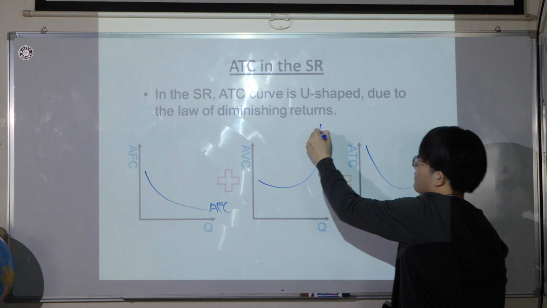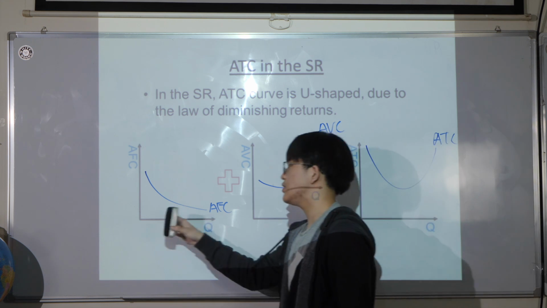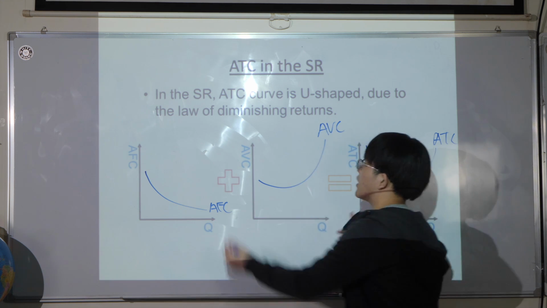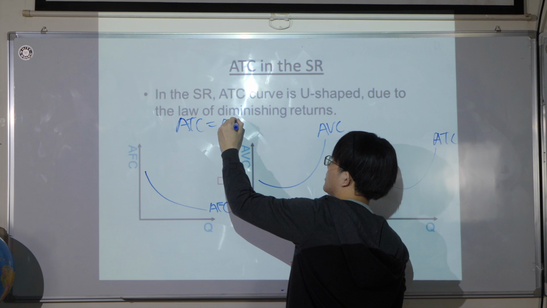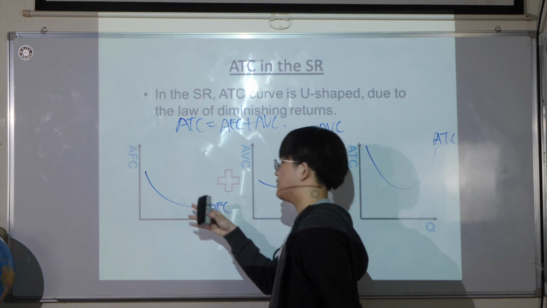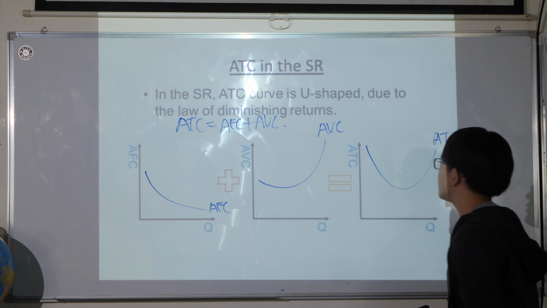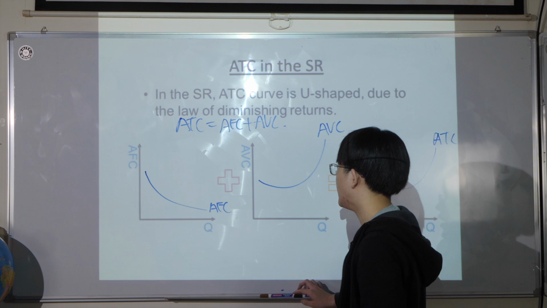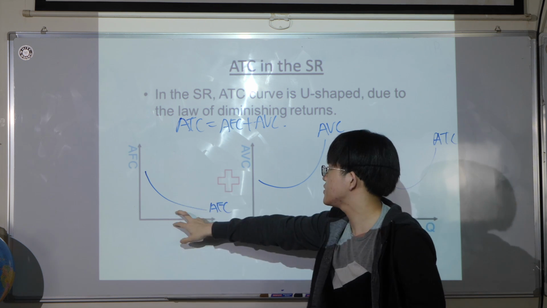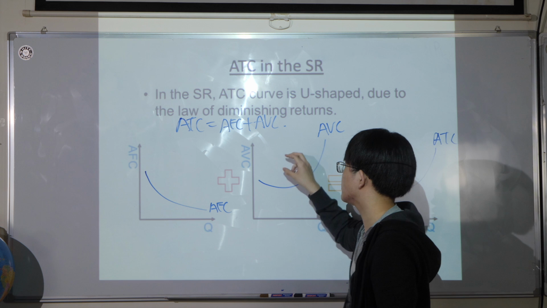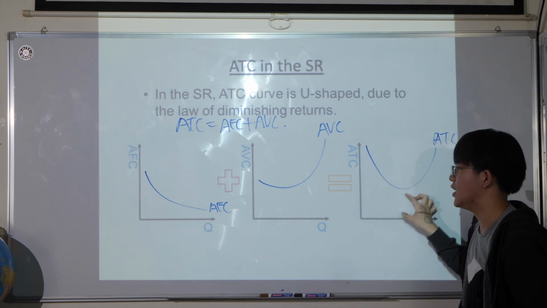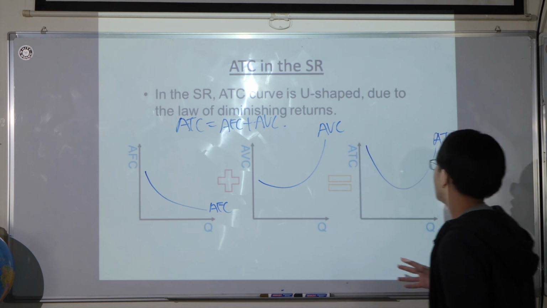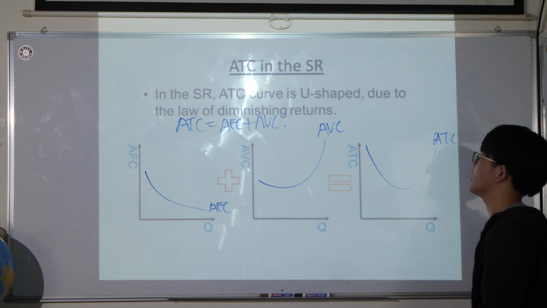So I'll explain a little bit. AFC will initially be higher than AVC, right? ATC, again, is AFC plus AVC. So higher AFC and low AVC is the reason why we have higher ATC initially. And in the midpoint we have the middle of the AFC and the lowest AVC, so we have the lowest ATC. After that we have the lowest AFC, but we have really high AVC, and that's the reason why we have high ATC at the end. Okay.